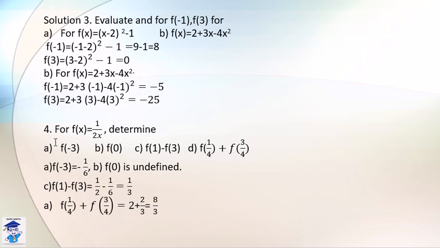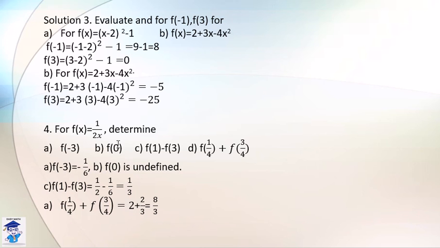So keep going for number 4. For f(x) equal to 1 over 2x, determine a, f(-3); b, f(0); c, f(1) minus f(3); d, f(1/4) plus f(3/4). We calculate question a first. When we plug x into the function, we can see f(-3) equals -1 over 6.